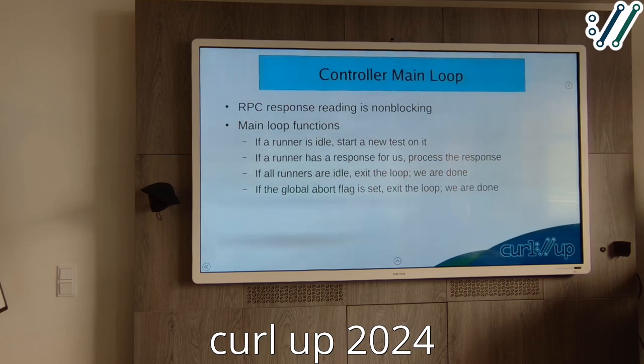So once all the runners are idle in the main loop, that's a signal that all the tests are done, and then we can exit. And again, if the abort flag is set, then we also have to exit, and exiting cleanly, making sure to wait for the responses from all the runners so we don't get things out of sync. And then, of course, sending the shutdown over to the runners.